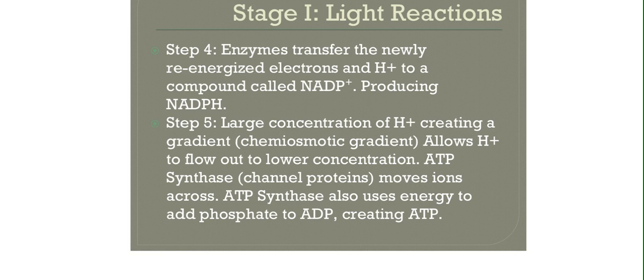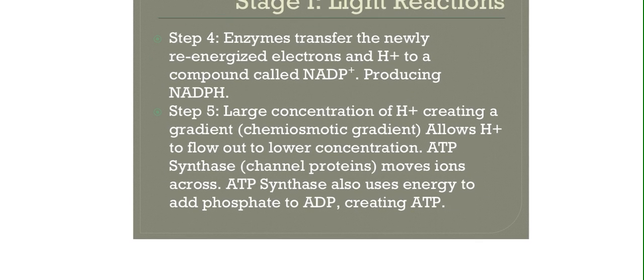Okay, so back to ATP synthase, which is the channel protein. All this is doing is allowing hydrogen to flow out to a lower concentration towards the stroma. All right, so now that all those hydrogens have moved across through that channel protein, we have ATP synthase, which, we don't ever waste a protein. We're going to use it to its full capability. ATP synthase also uses energy to add phosphate to ADP. So ADP is before ATP. It's known as adenosine diphosphate, which means 2 phosphates.